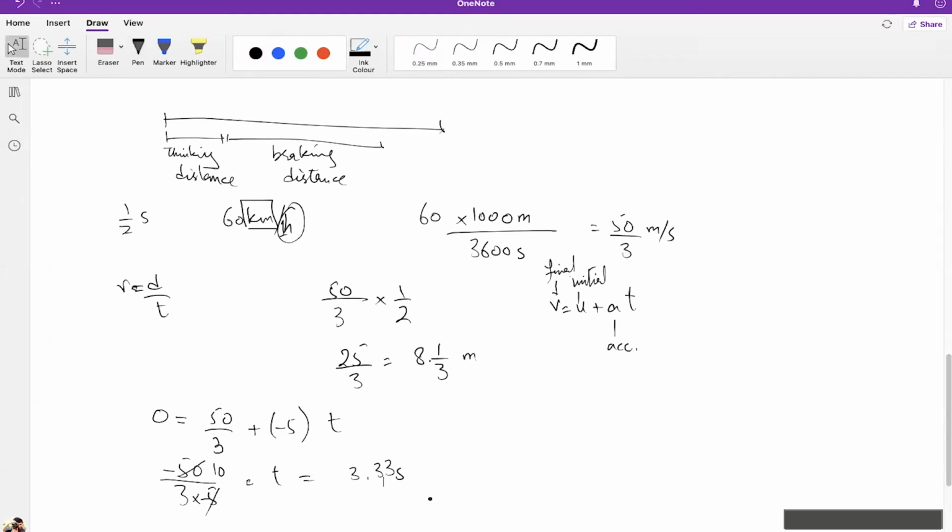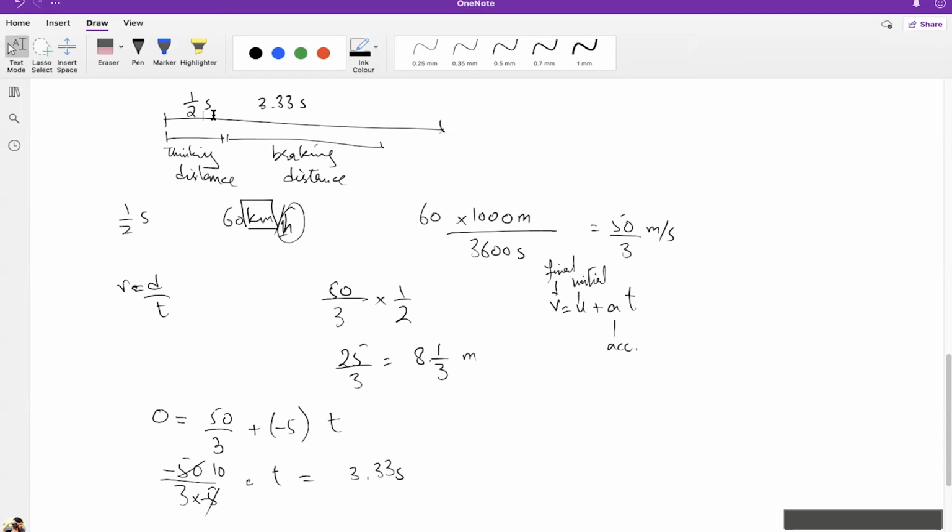So that means the total distance that they're going to travel. First it will take half a second to think, and then 3.33 seconds to actually apply the brake. So overall, this person is going to spend 3.53 seconds just braking and coming to 0. And obviously, you can calculate. Again, in O levels you can't, but in A levels you can calculate how long it will take them to actually come to a stop.